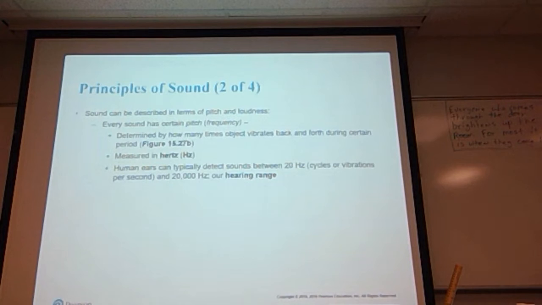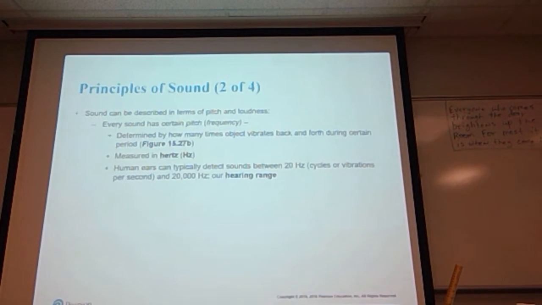Sound can be described in terms of pitch and loudness. Every sound has a certain pitch. That's determined by how many times an object vibrates back and forth during a certain period. Pitch is measured in what is called hertz. Human ears can detect sounds between 20 hertz and 20,000 hertz. That is our hearing range.